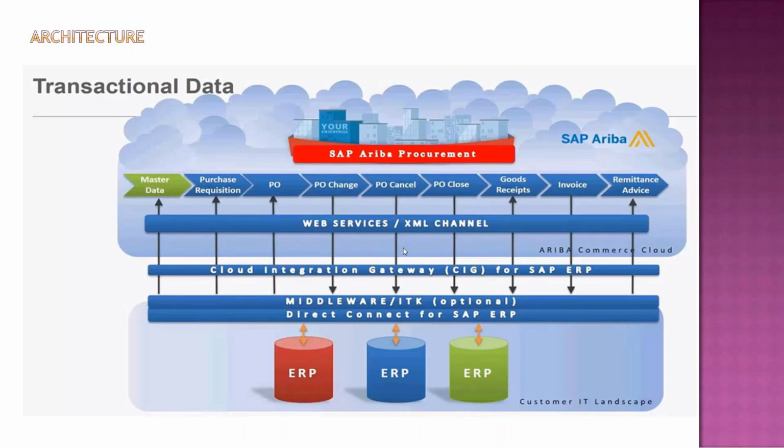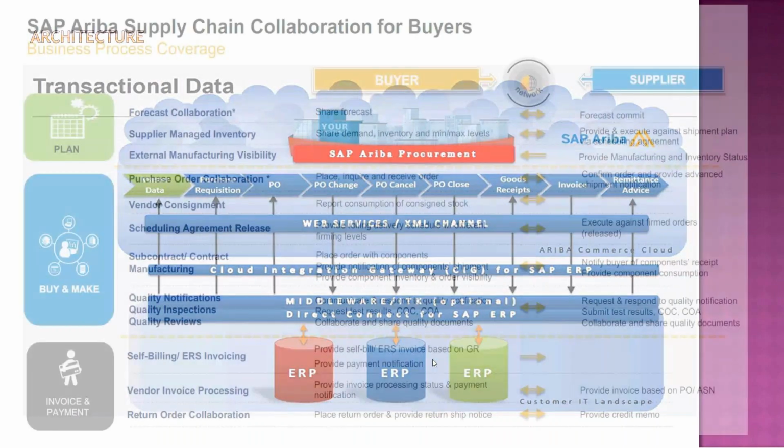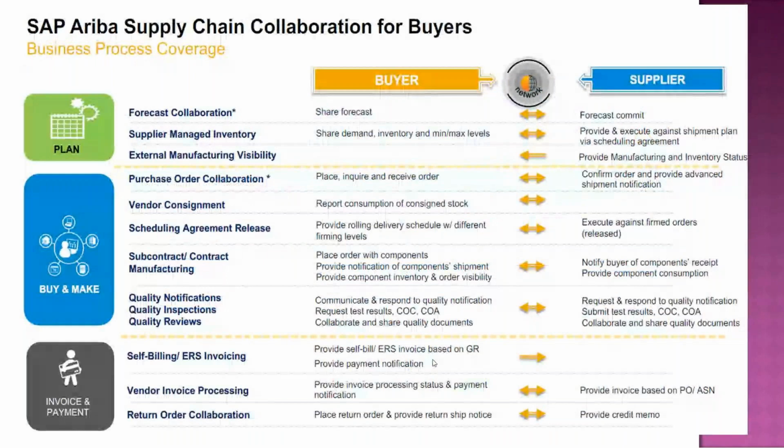So this is how the transactional data and master data, which we are going to integrate with procurement and your ERP system. So do you want to see the Ariba system? Because I think almost we have discussed. So these are your supply chain process. What are the topics which are going to be covered in supply chain?